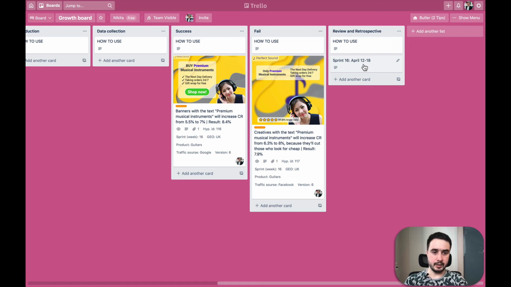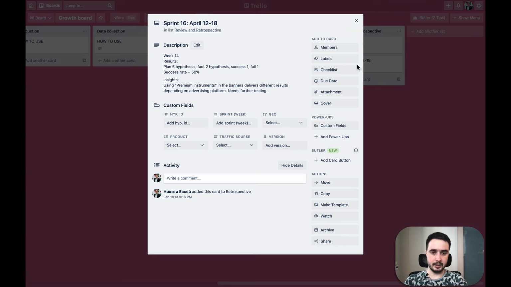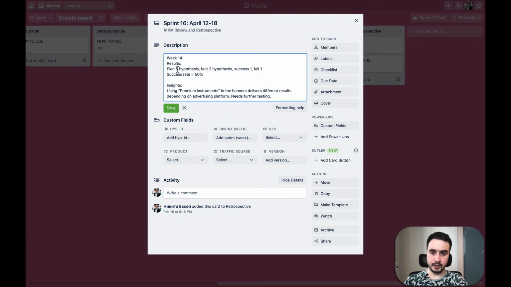If we have a weekly sprint, this means that at the end of each sprint we have a meeting and write down which results we have, what we planned, and what we achieved. So our plan was to test 5 hypotheses, and in fact we tested only 2 of them. One of them is successful, one of them isn't successful. So our success rate is 50%. And we have to write down insights from our sprint. What did we learn? What will we use in the future?